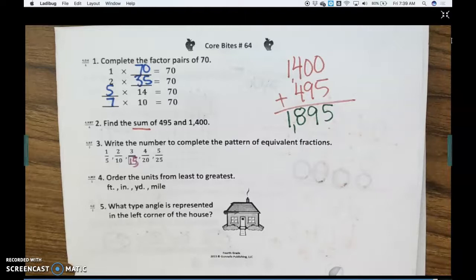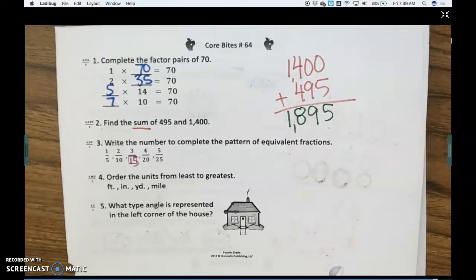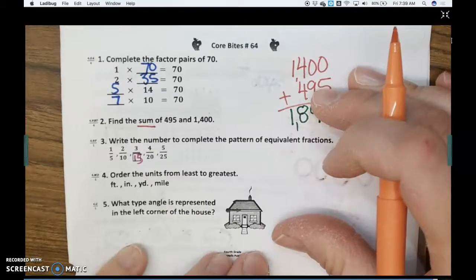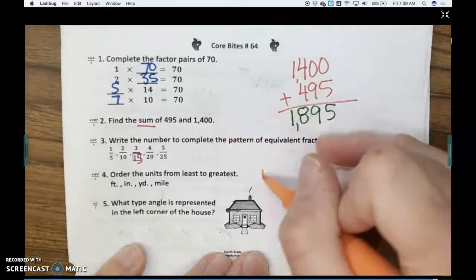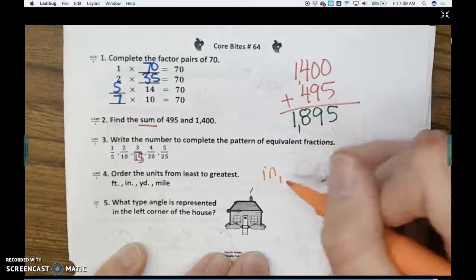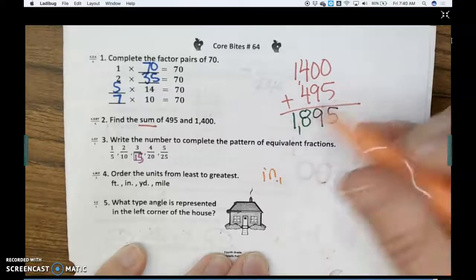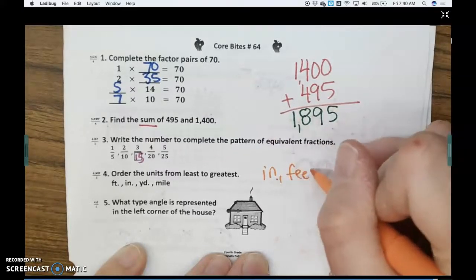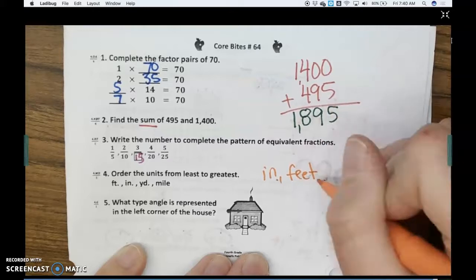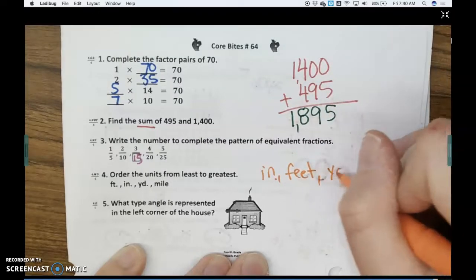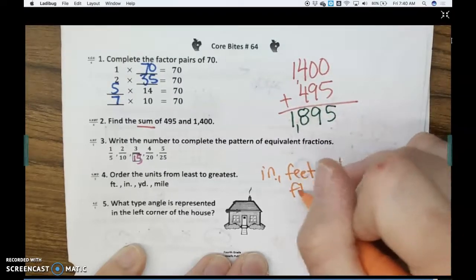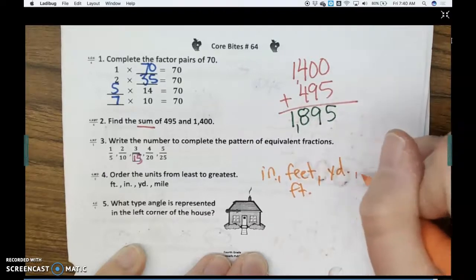All right, for the other one, you're going to order the units from least to greatest with measurement. So we have feet, inches, yards, and miles. So from the smallest to the largest, you would have inches. And then you would have feet. Then you would have the yard, and that would be FT. And then, of course, you would have the mile.